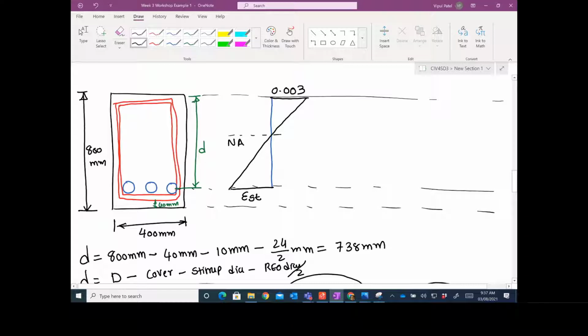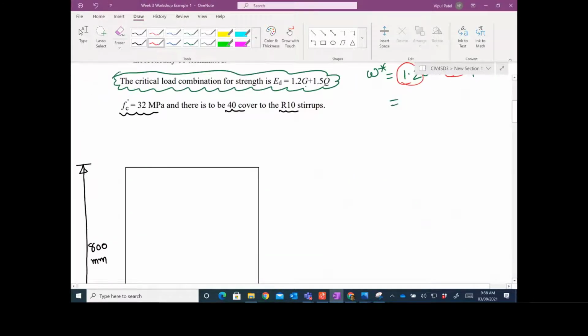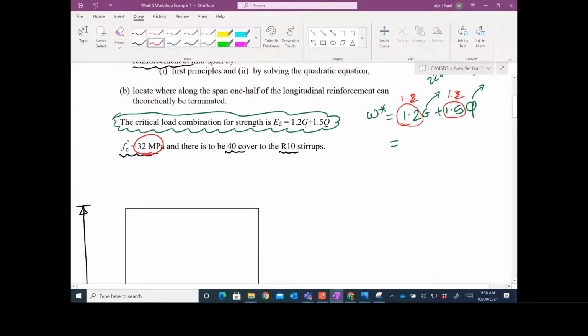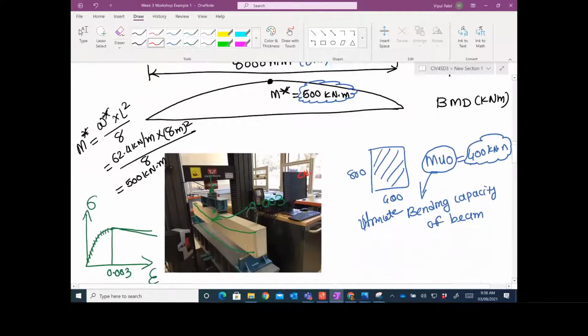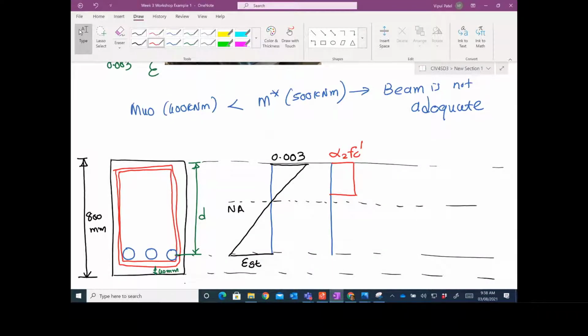Now after the strain profile, if you remember the stress profile, let me draw this blue line again, and then you have a neutral axis. Our stress profile for compression will not touch the neutral axis, but will go a little bit above it. For this 0.003, we have a stress in the concrete of alpha 2 fc dash. Someone might say, the example has given you fc dash equal to 32 megapascals. Why not use 32 megapascals straight away? Why are you multiplying by alpha 2?